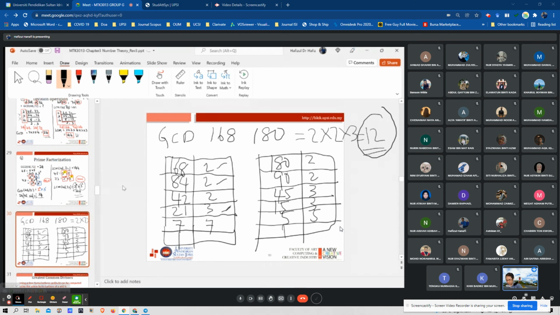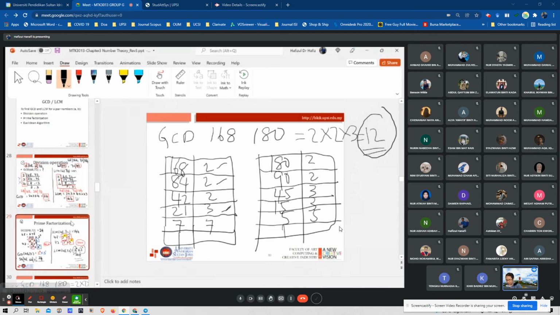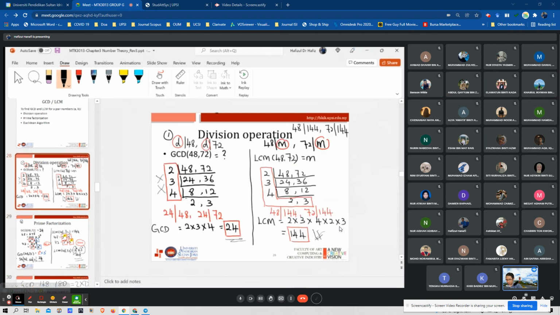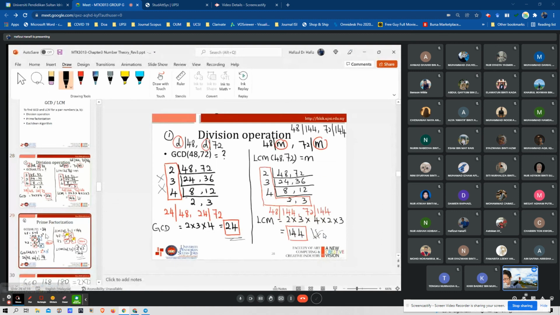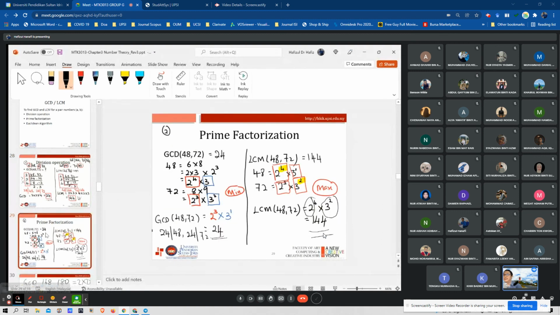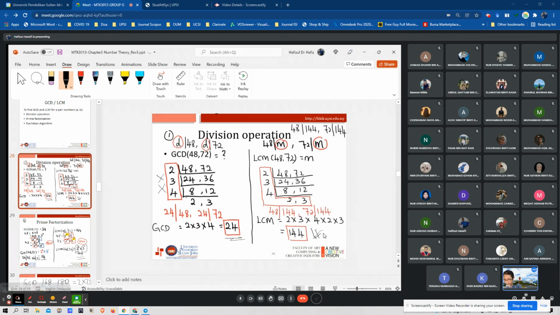Okay, this one we go by the prime factorization. This one is by the division operation. And then we have a prime factorization. We have a second and third. If we have bigger numbers, we go by the Euclidean algorithm. Okay, the first one we go by the division operation.